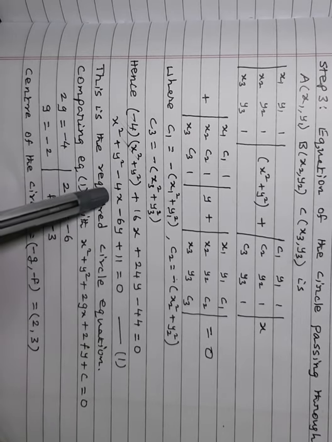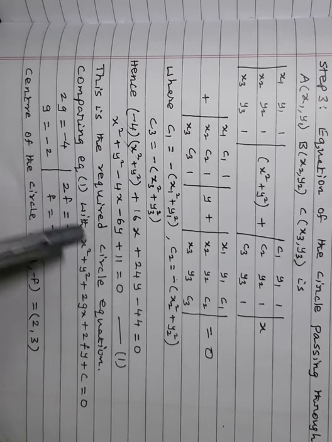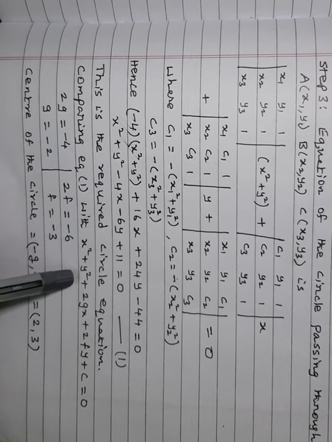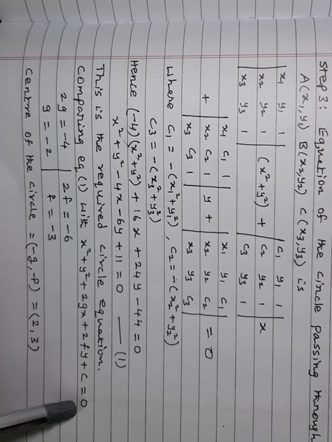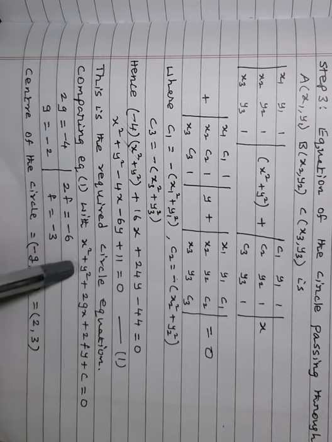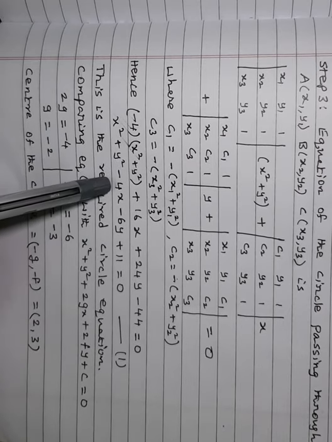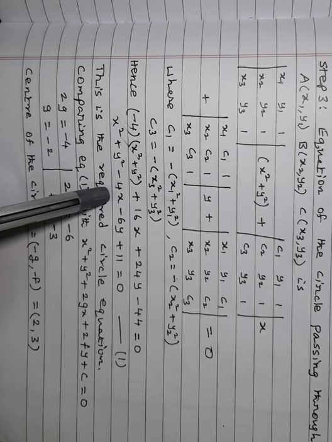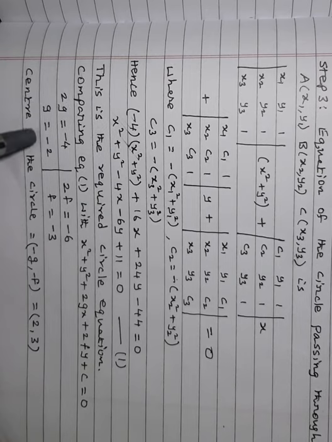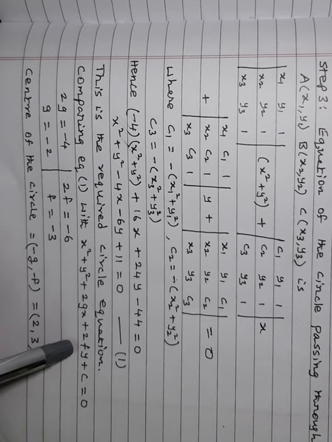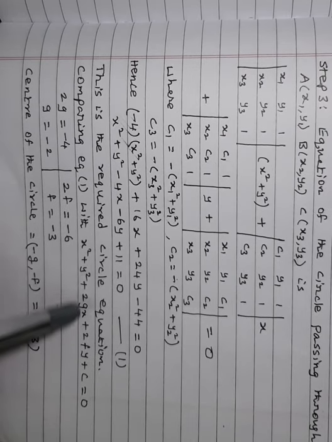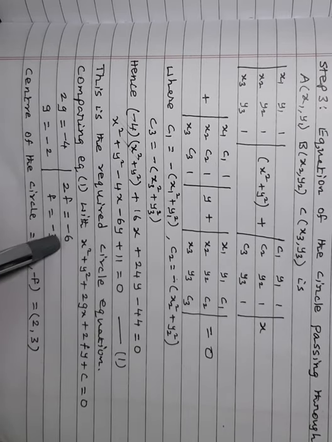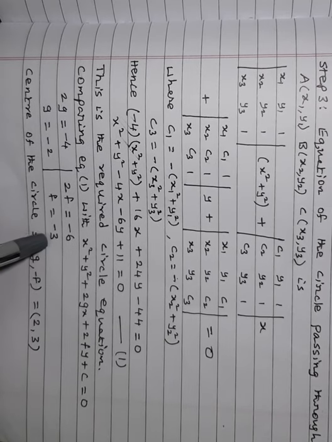To find the center of this circle, we note down the standard equation x square plus y square plus 2gx plus 2fy plus c equal to 0. Now we compare the general equation with this obtained equation. Coefficient of x is 2g, coefficient of x is minus 4. Therefore 2g equal to minus 4, g equal to minus 2. Coefficient of y is 2f, coefficient of y is minus 6. Therefore f equal to minus 3.